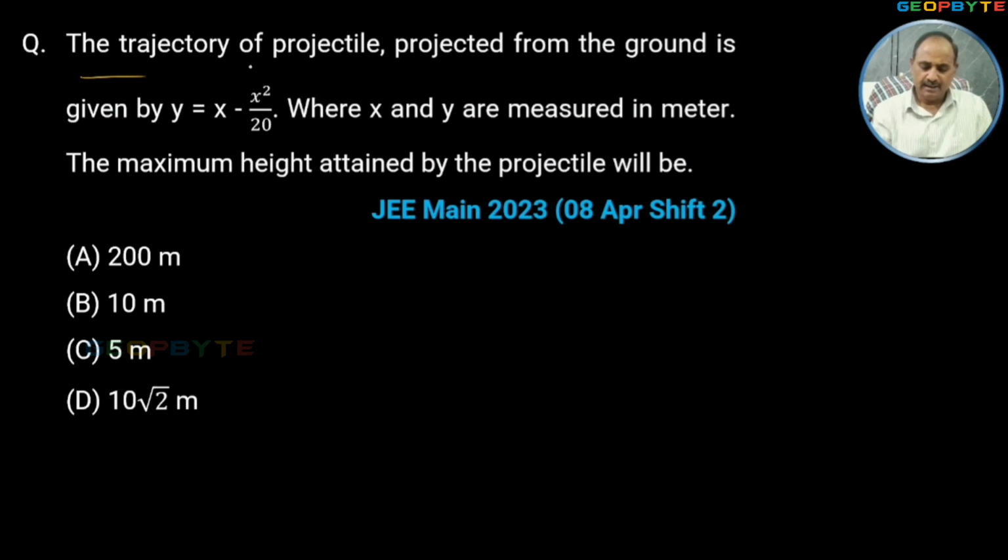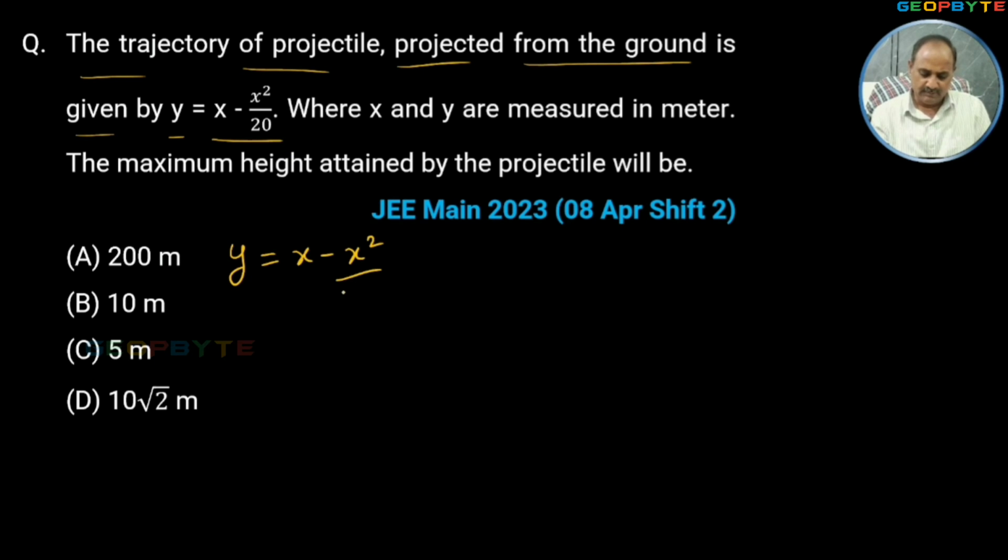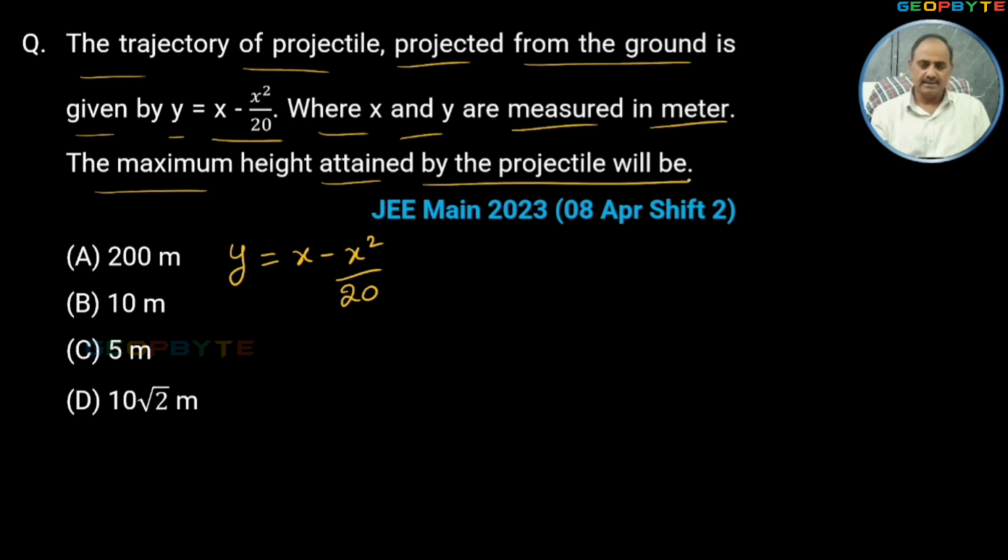The trajectory of a projectile projected from the ground is given by y equal to x minus x square by 20. Y is given in terms of x, where x and y are measured in meters. The maximum height attained by the projectile is... You are asked to decide what is the y max. Y is the vertical distance, that is the height. X is the horizontal distance.